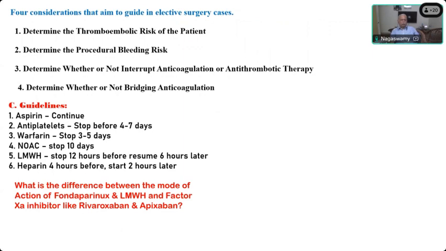So what is the difference in the mode of action of fondaparinux? What is fondaparinux? Any idea? Did you mention this drug, fondaparinux? Yes, sir. It is a synthetic preparation, and it is a pentasaccharide.